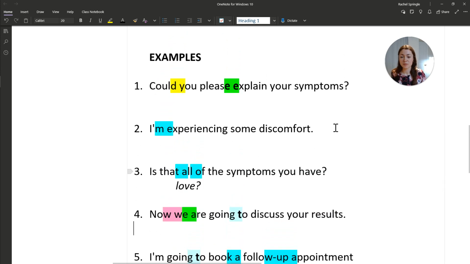Okay, so in those 4 examples, we see quite a variety of different sound changes. In the next video, we'll continue with the next 4 examples.